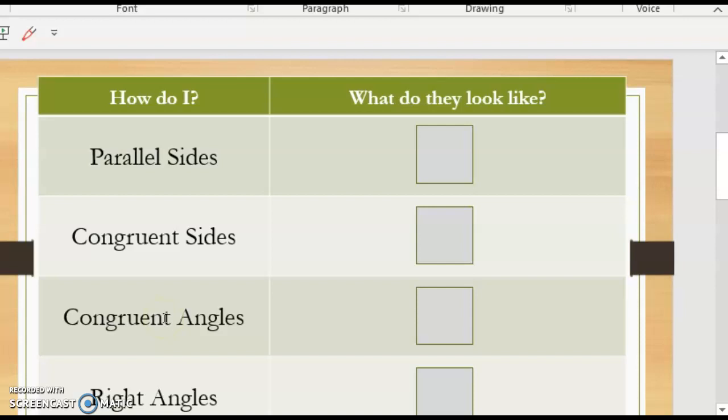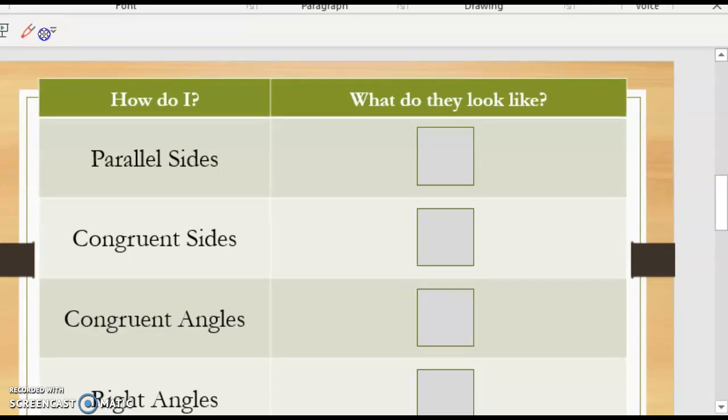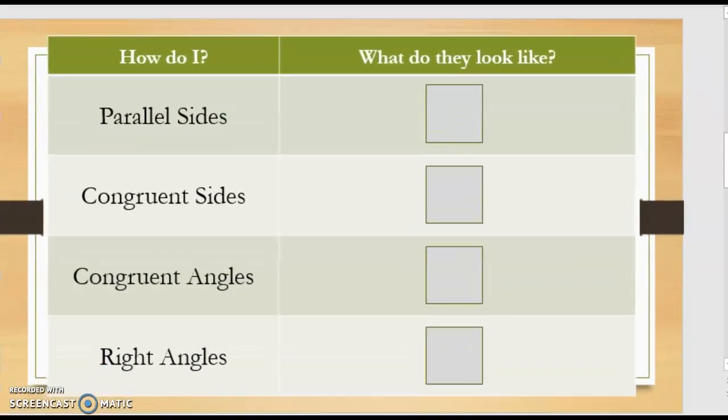So these are all squares right here, and I'm just going to show you what the notation will look like for parallel, congruent sides, congruent angles, etc. Okay, so let's fix this real quick. All right, so for this first one, parallel sides look like this.